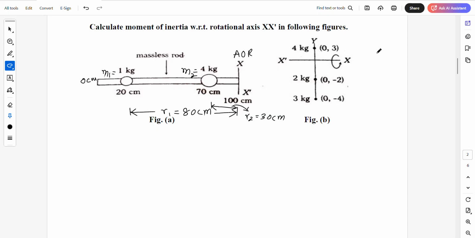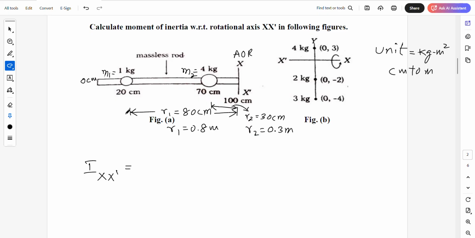See, I told you what is unit of moment of inertia? Kg meter square. Okay, here mass is given in kg. Okay, but you have to convert this into what? Centimeter to meter. Centimeter to meter you have to convert here. Okay, that is equal to r1 is equal to how much? 0.8 meter I can write. r2 is equal to how much? 0.3 meter.